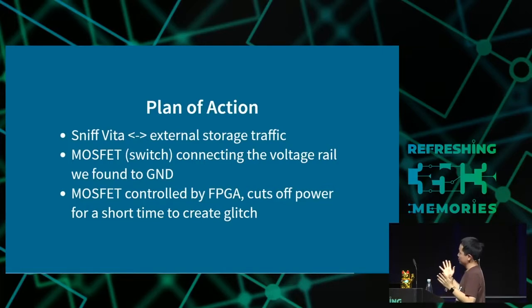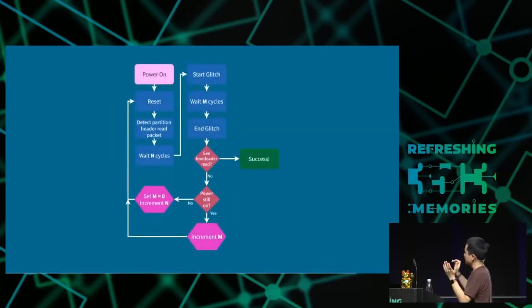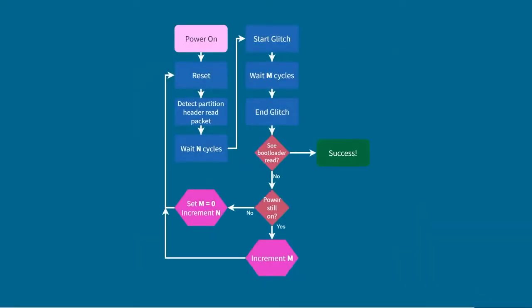So the plan is we need to sniff the storage controller traffic, and that's just some external pins. We have a MOSFET, which is basically just an electrically controlled switch that will do the shorting that we discussed earlier. And we need an FPGA to control that MOSFET because we need very precise, nanosecond level timing. The reason why is that this is the process to find the right parameters to glitch with.